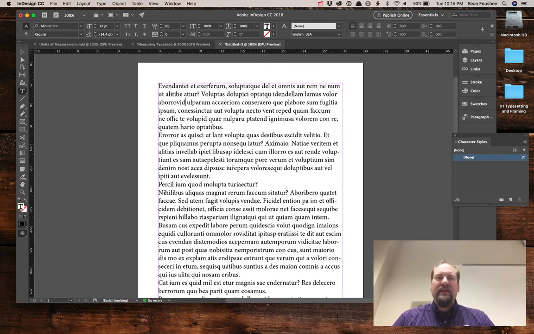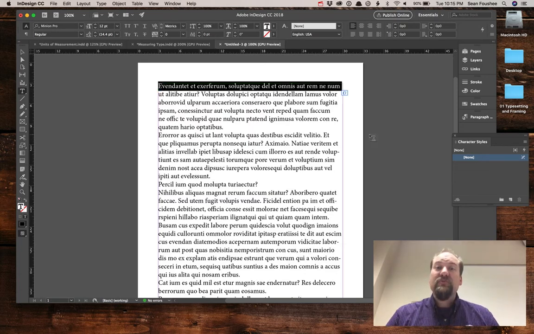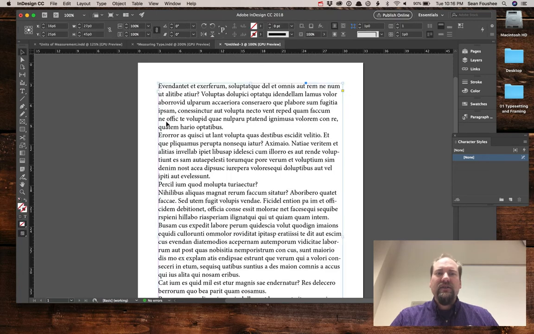Now, what exactly is a measure? Well, a measure is actually just a line of text. Specifically, it's the length of a line of text. So if I were to measure the length of a line of text in my document, essentially here in InDesign, it's going to be the overall width of my text frame. So this text frame, if we look up here, has a width of 27 picas. So I could say that this particular layout uses a measure length of 27 picas. That's what we talk about when we say a measure.